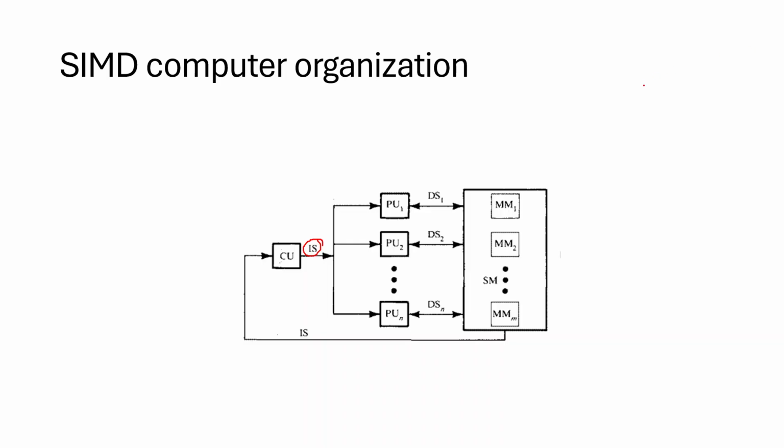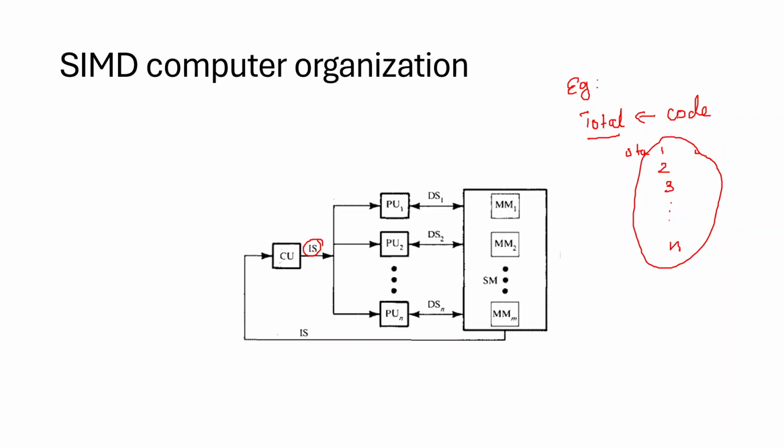Consider this example: I want to calculate the total mark of each student in a class. The steps for calculating the total are the same, but the code has to be executed on student 1, student 2, student 3, up to n students. So the data set is different, but the code is the same. That code calculates the total marks of the student.